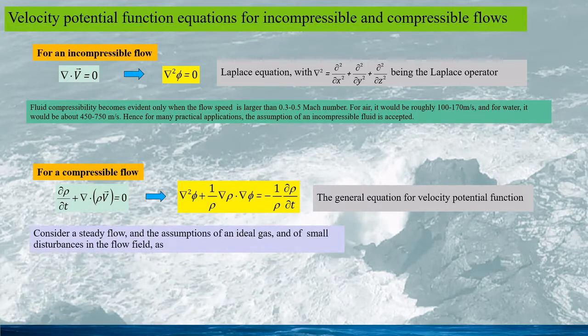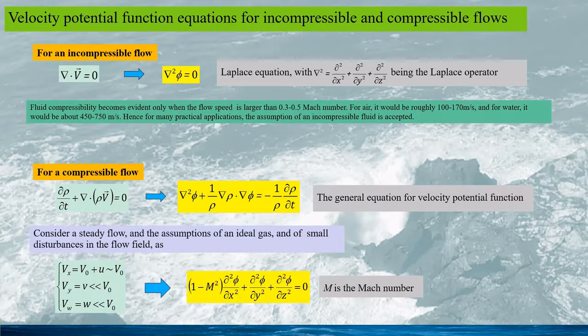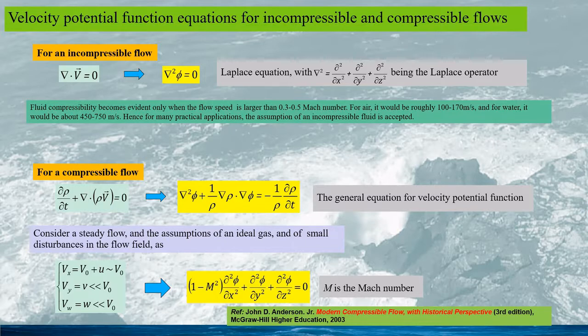If the compressible flow is steady, with the assumptions of an ideal gas and a small disturbance in the fluid field as this, we can get the partial differential equation for the velocity potential function phi as this. Here M is the Mach number. More details on how we can get this partial differential equation for the velocity potential function can be found in the book Modern Compressible Flow by John D. Anderson.